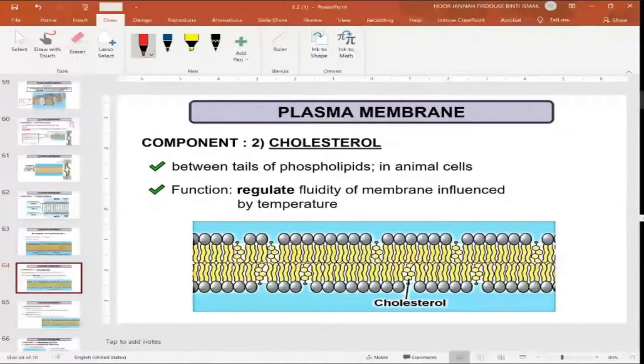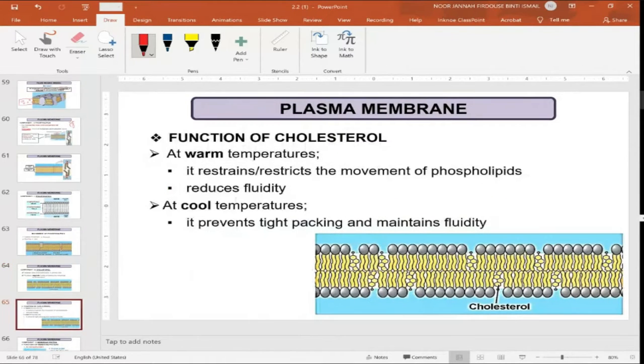Okay, influenced by temperature. Kita dah cerita tentang melting point semua tu kan. So kalau banyak sangat saturated fat, dia akan jadi keras. Sama je lah dengan kalau ada kolesterol. Kalau terlalu banyak, dia akan menyebabkan tinggi rigidity, the cell membrane rigidity increase. At warm temperature, it restrict the movement of phospholipid.